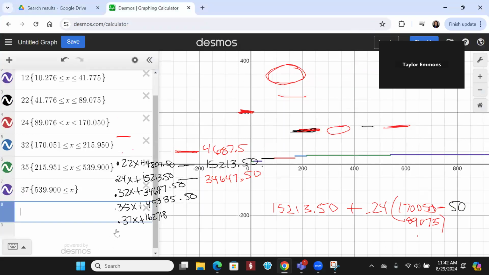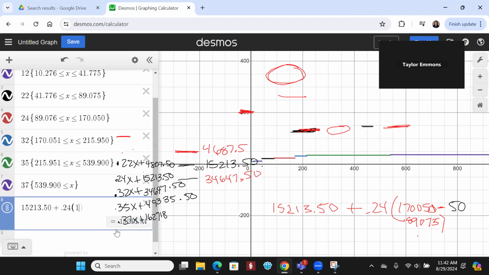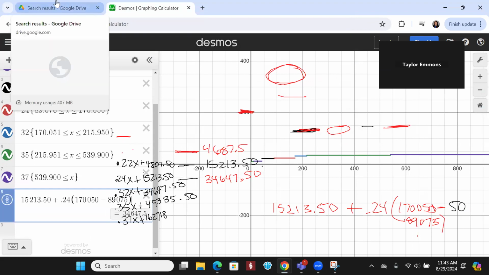So if we go into here and we type 15,213.50 plus 0.24 times 170,050 minus 89,075, I got 34,647.5. So be careful of how you type it in.